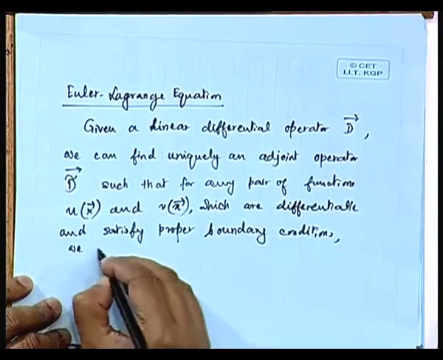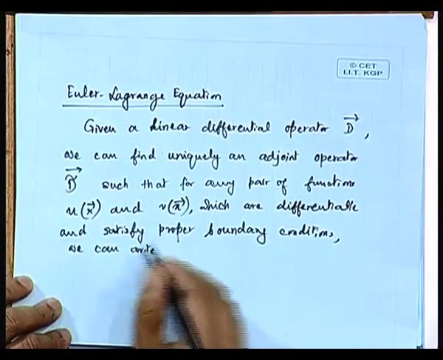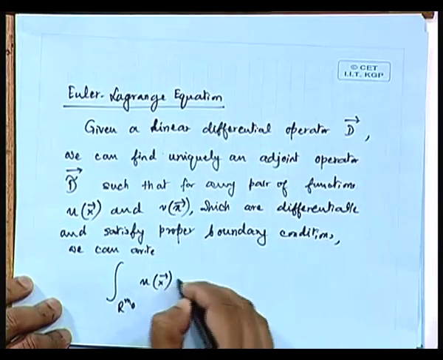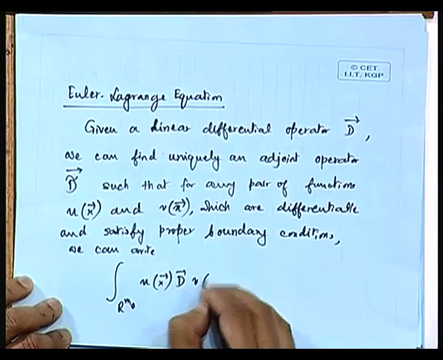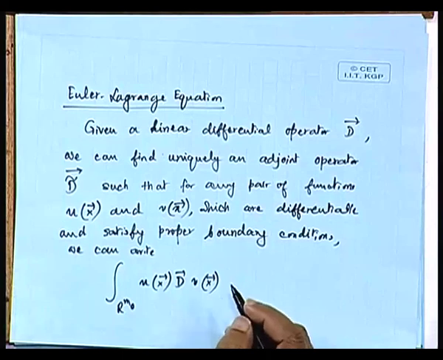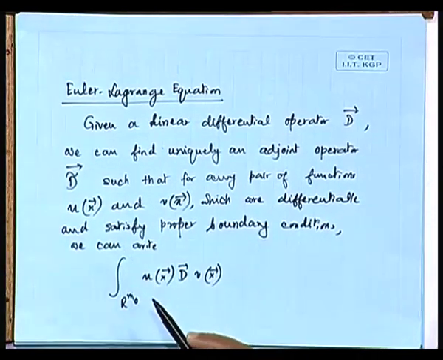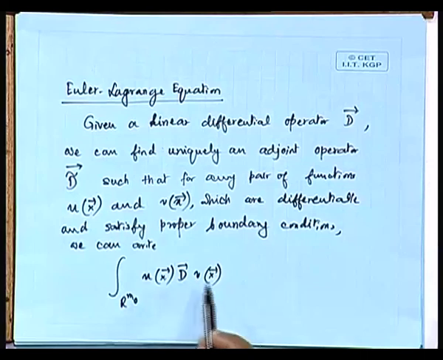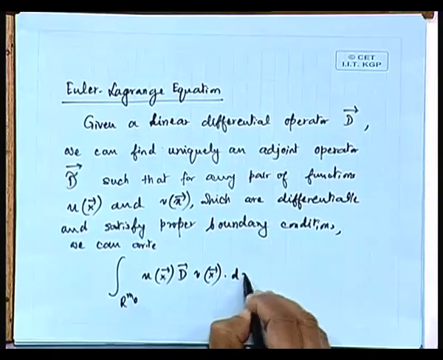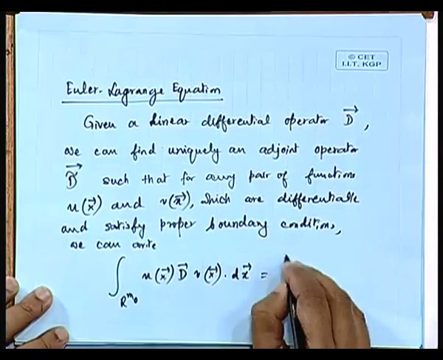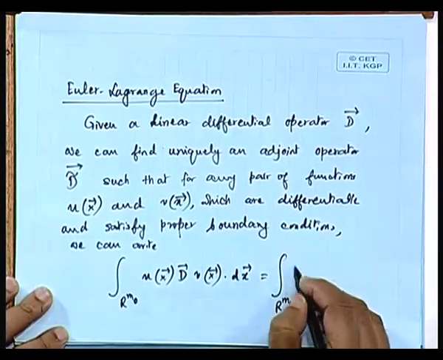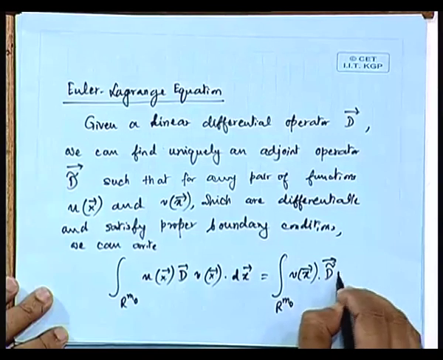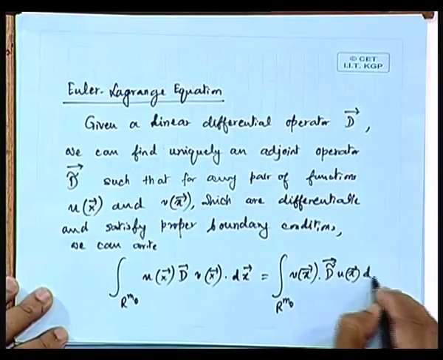Okay. Then we can write the integral over R^m0 space of u(x) vector times d of v(x) vector. We take two functions, a pair of functions u(x) and v(x). What property does it have to fulfill? You will see that the integral of u(x) times the differential dv(x) dx is equal to the integral over R^m0 space of v(x) d tilde of u(x) dx.